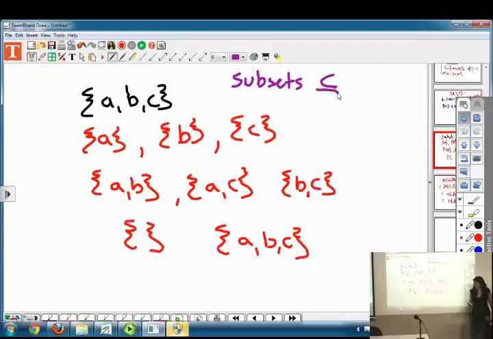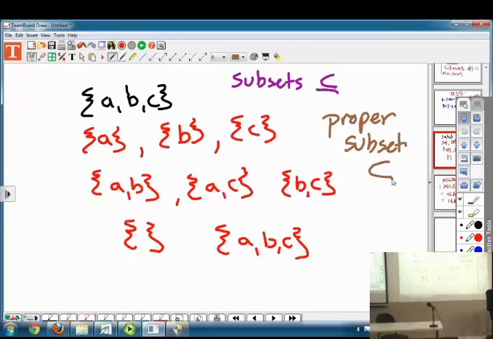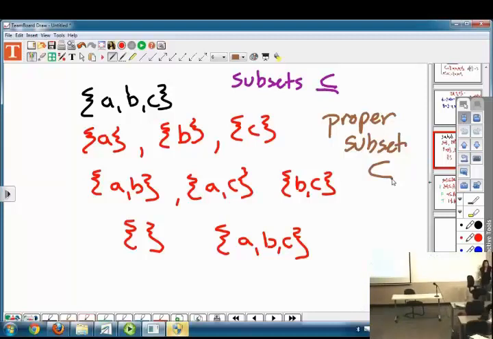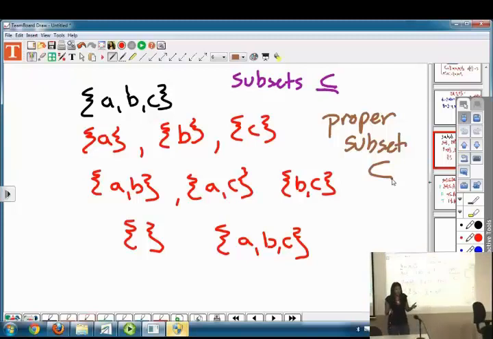Let's talk about proper subsets. What's a proper subset? Let me show you the notation first, and then let's see if you can figure it out. So this is a subset notation. This is the proper subset notation. What's the difference? The line underneath, right? In inequalities and equalities, what's the line underneath represent? When it's equal to. It represents the same thing here.